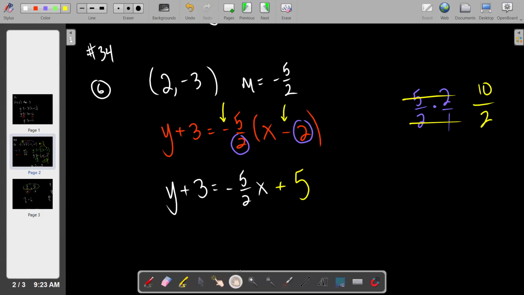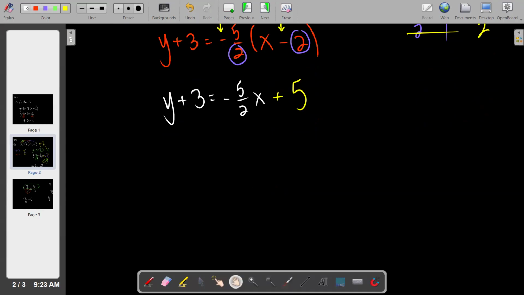So friendly fractions are nice. And then I just subtract 3 from both sides and I get y equals -5/2 of x. And then 5 minus 3 is still positive, but it's only 2. That's what I was thinking. I knew it was a friendly fraction, I just didn't know how to get to the bottom. I just forgot how to.